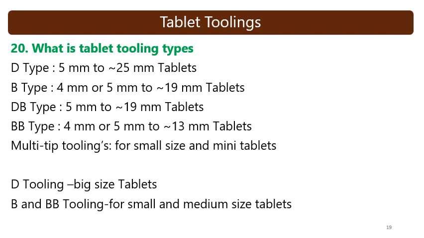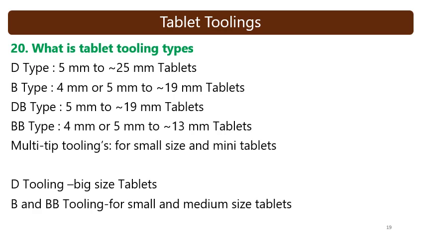Then there is tablet tooling. Generally this is asked: what are the tablet tooling types? Generally three types of tablet toolings are used in pharmaceutical industries. These are D type, B type, and BB type. Based on the tablet size, these toolings are used. D tooling is used for big size tablets, while B and BB toolings are used for small and medium size tablets.